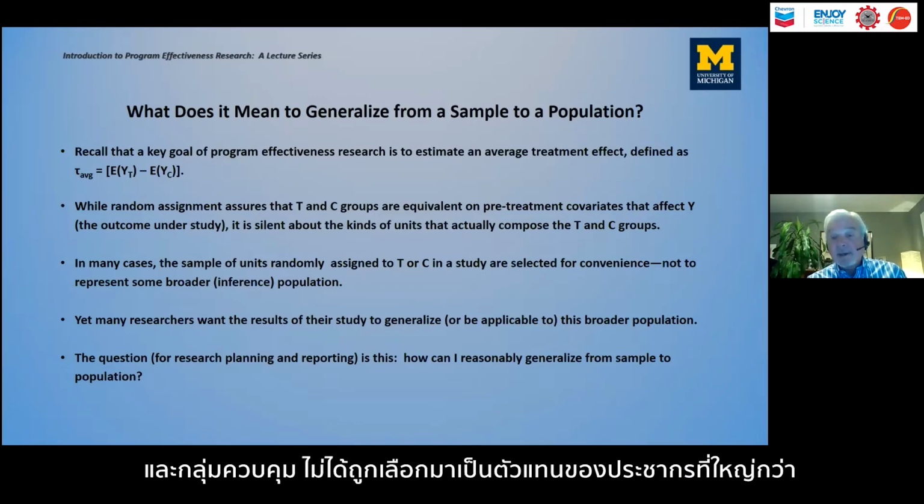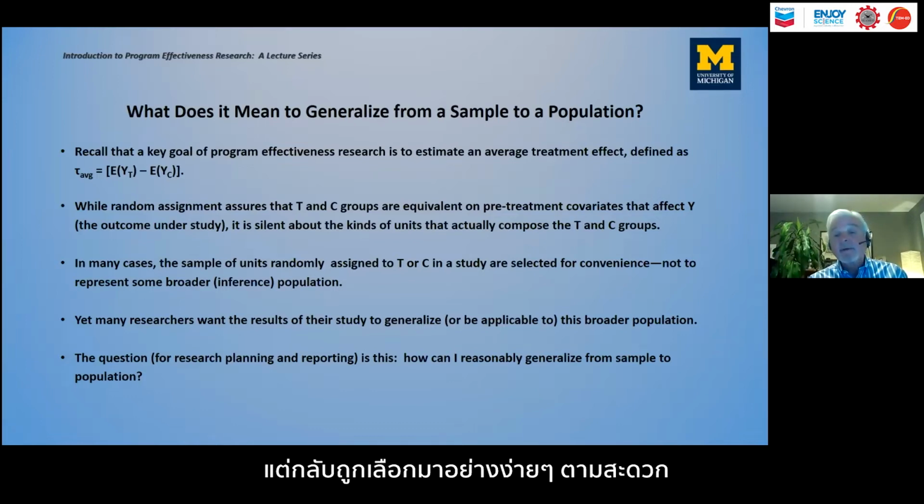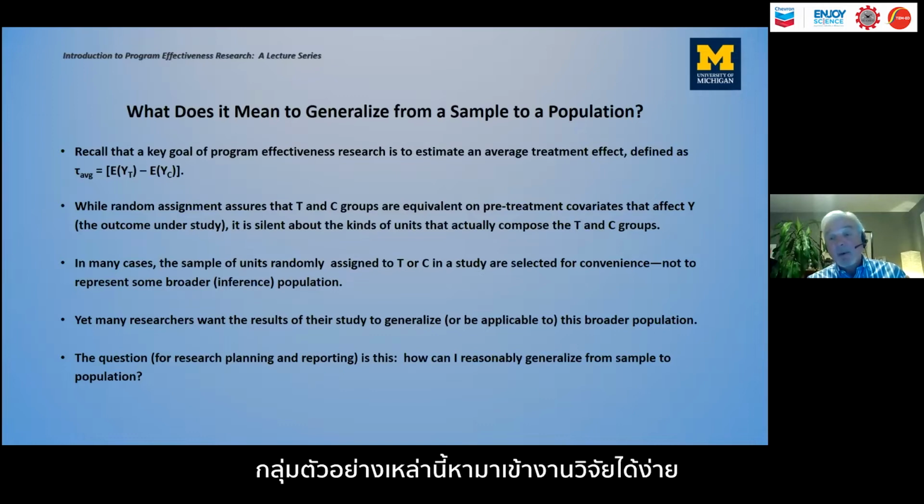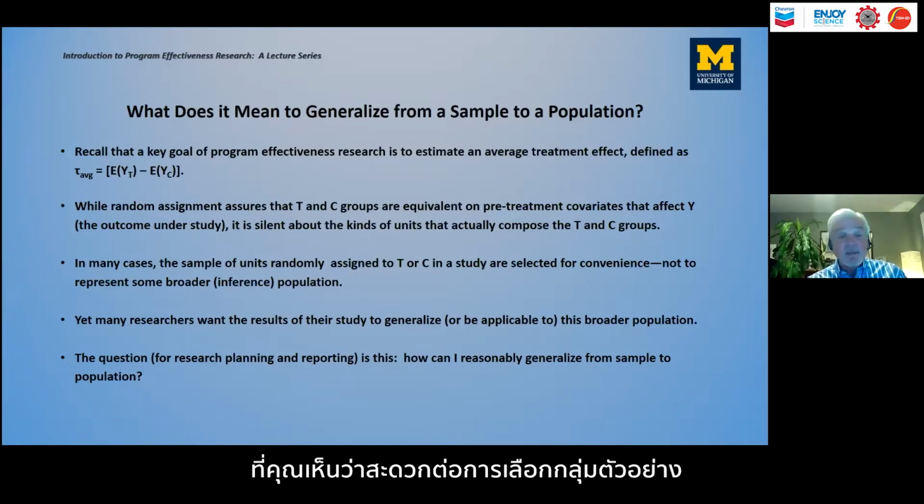So in many cases, the sample of units randomly assigned to treatment and control in a study are not selected to be representative of some larger population, but are rather selected simply on the basis of convenience. They were easy to recruit, they had formally cooperated with you, they are within a certain geographic region that you find convenient to sample from.